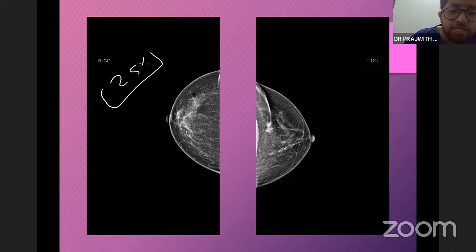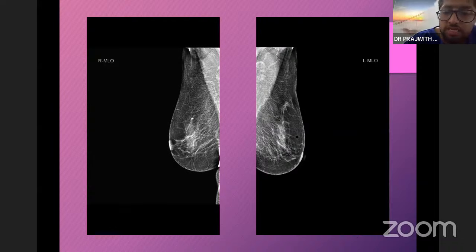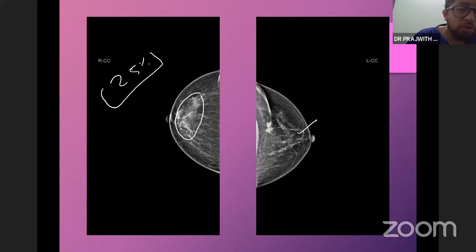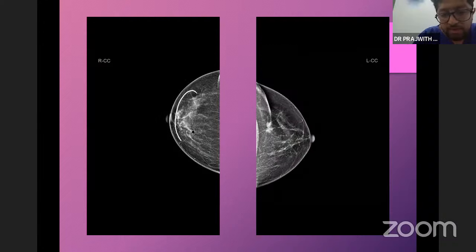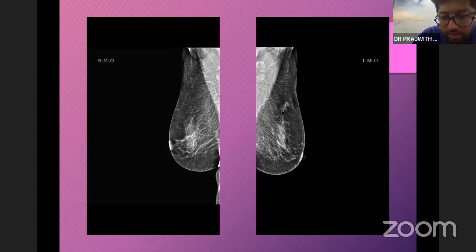Okay, whenever there is a large asymmetry compared to the contralateral breast, we can call it a global asymmetry if you want to. But we don't call it here because only in this view it looks like there is no breast parenchyma, and here we don't see it. But in the mediolateral oblique view, I can see the parenchyma here, and here. It's almost equal parenchyma. So we don't call anything. That is not an asymmetry.